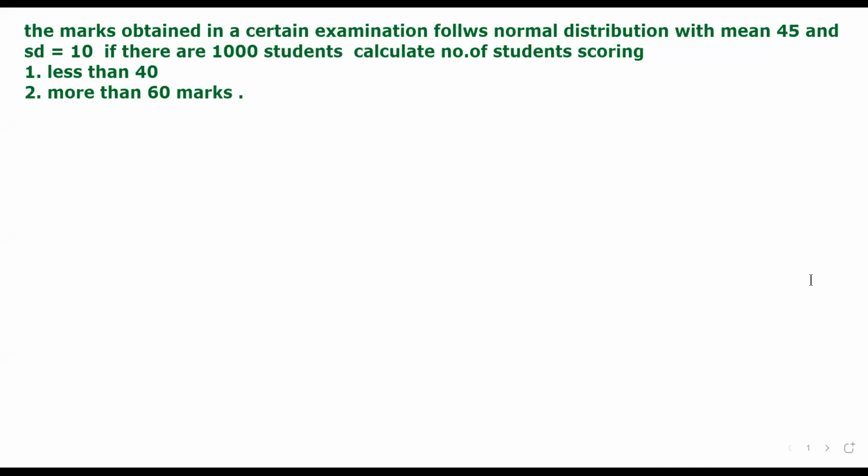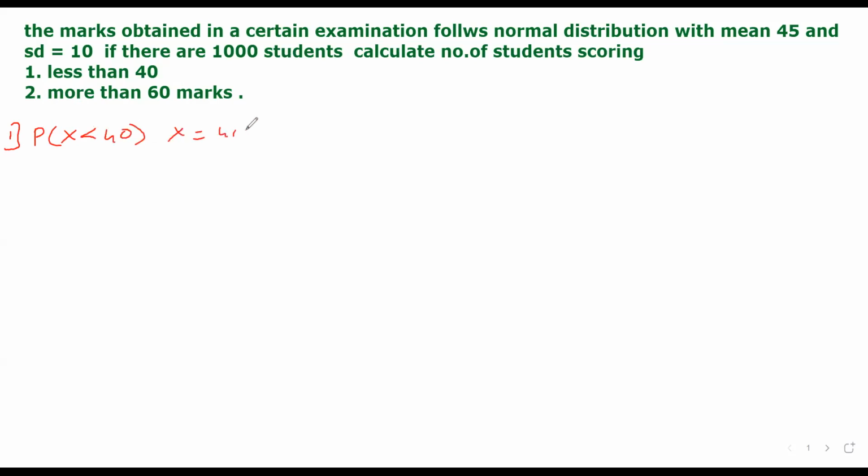Expected frequency निकालने का बहुत ही सिंपल सा तरीका है. Probability निकालो, multiplied by expected number करो. तो उन्होंने पहले बोला है कि less than 40. You want the number of students less than 40. So we will first find out the probability that x is less than 40.